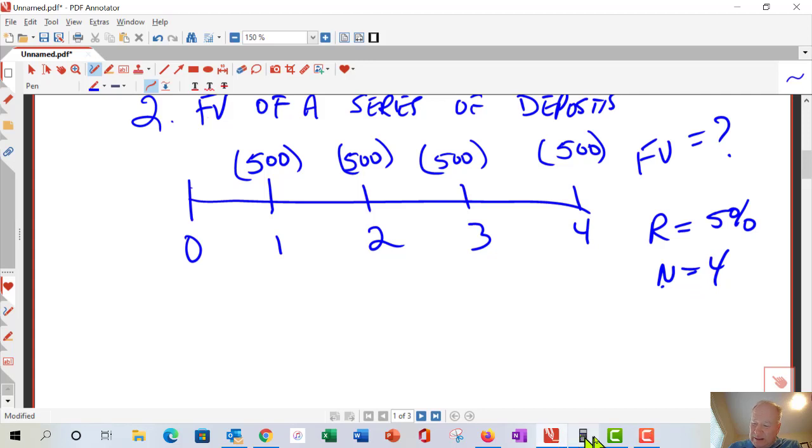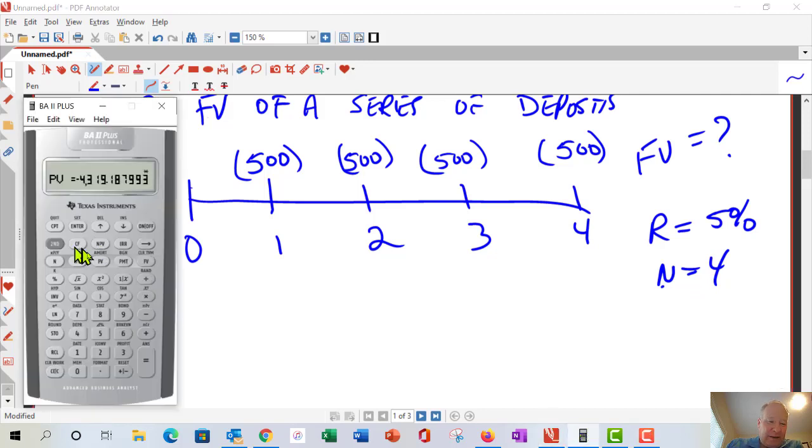Okay, so I'm going to enter this in my calculator. So I'm going to clear what I have in here from before. So second, clear my work. Just clear that number. And now I'm going to look at this. I've got 4 years. So I have N is 4 periods. I have an interest rate of 5%. So I'm going to enter 5% as my IY.